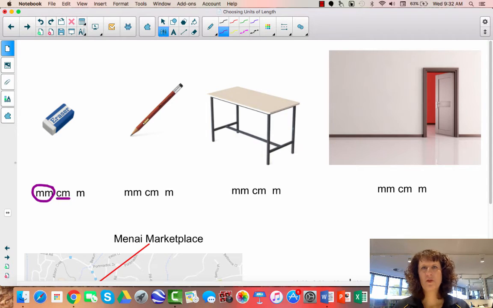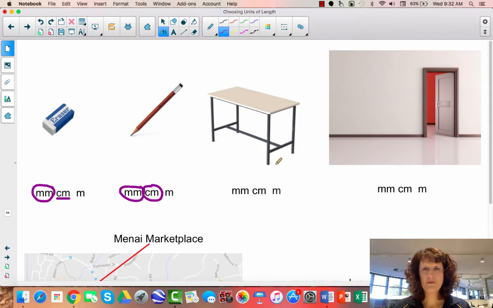What about a pencil? What did you decide about the pencil? I think probably you could use either millimetres or centimetres for your pencil, depending on how long it was. If it was a really short pencil because you've sharpened it lots of times and it's only little, you'd probably use millimetres. If it's a brand new pencil and it's quite long, you'd probably use centimetres. So you can see that it might vary on the situation.